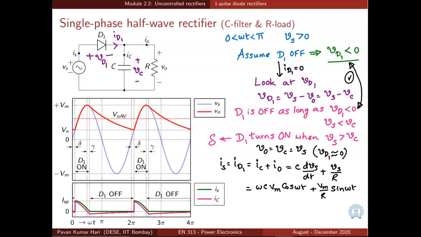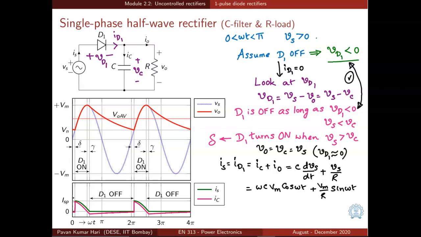Consider the positive half cycle of source voltage Vs. So for 0 less than omega t less than pi, Vs is greater than 0, and let us assume that D1 is off when the source voltage is positive. Since we have assumed that D1 is off, we need to ensure that the voltage across D1 is less than 0, because a diode can block only negative voltage. And when we assume that the diode is off, obviously the current ID1 is equal to 0.